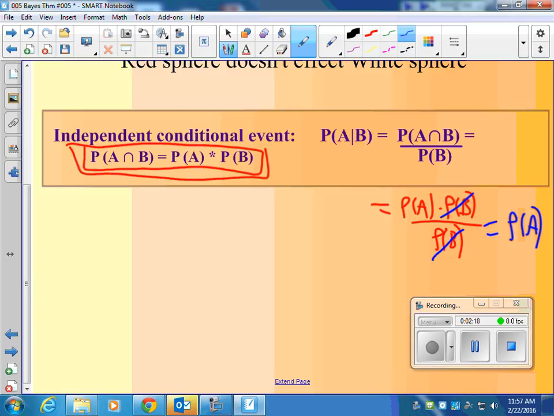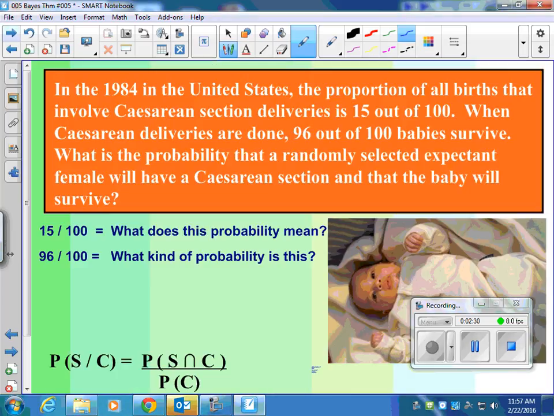So when you hear the word or see the word independent, mathematically, this is what I want you to think about: the intersection is the product of the two. That's going to help a lot. All right, let's do a quick little question about it.